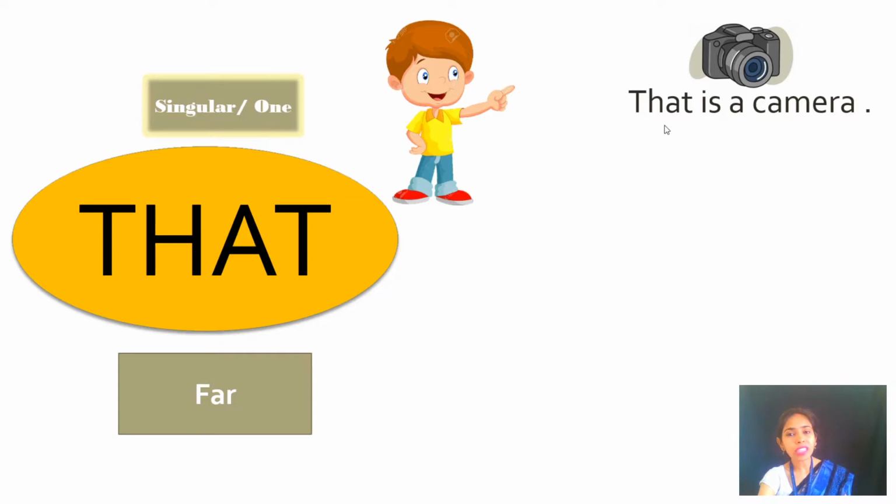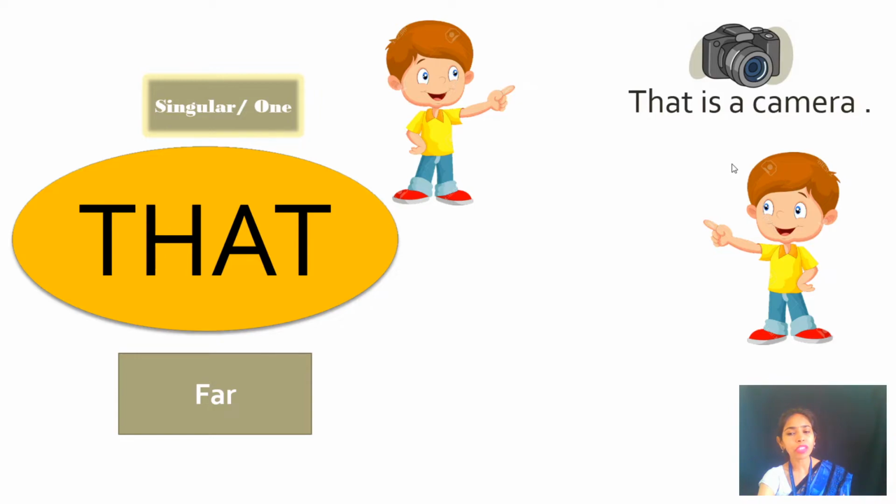What is the boy saying? That is a camera. Why is the boy saying that is a camera? Because now the camera is quite far from the boy. It's not reachable to him, right? So that's why the boy is saying that is a camera, right? Now let's see one more example.